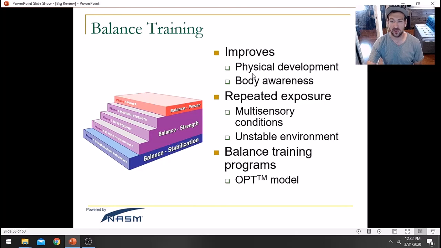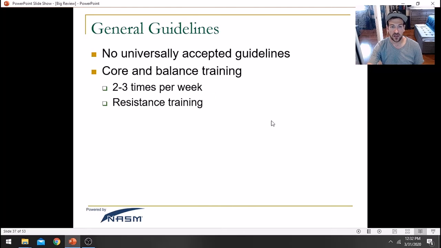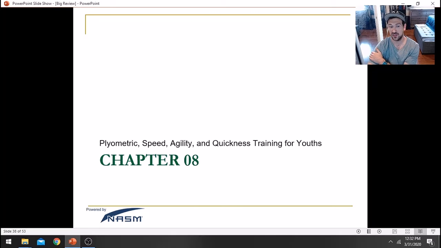Balance training is also obviously very important. That's really important for developing bodily awareness and physical development by training in unstable environments. And again, in balance training, we have balance stabilization exercises in level 1, balance strength exercises in level 2, and balance power exercises in level 3. Really, there's no general guideline on how often you are supposed to do balance training, but generally a good rule of thumb is going to be 2 to 3 times per week, just like your resistance training.